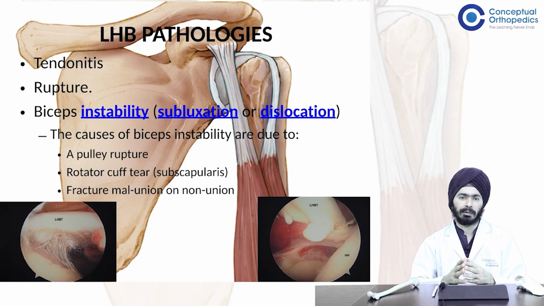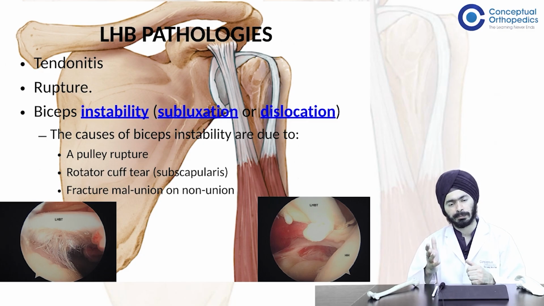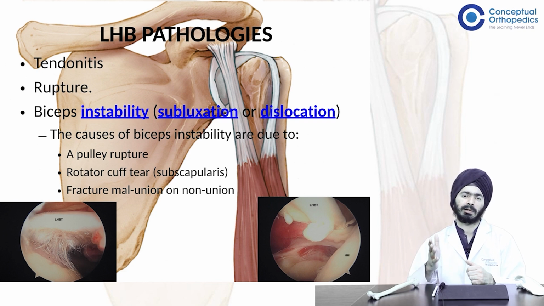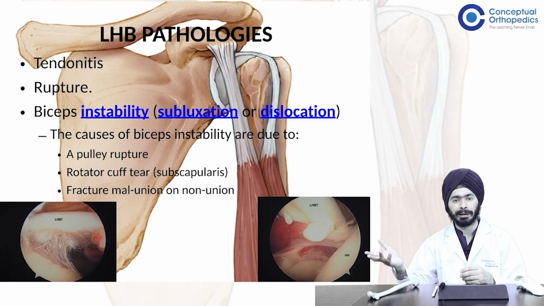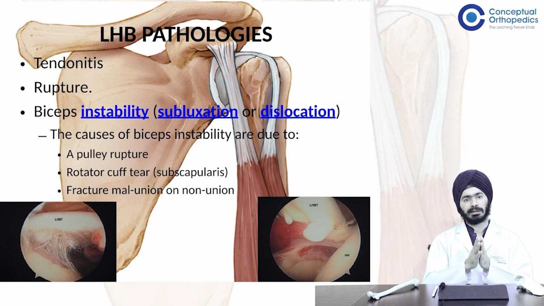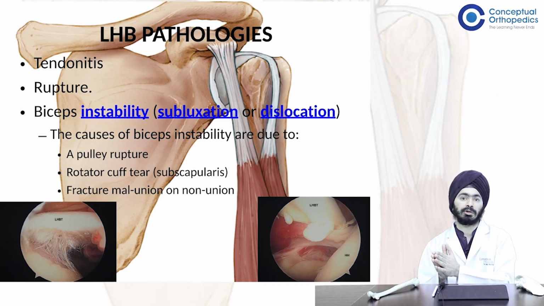So you have to remember that most of the pathologies of the biceps tendon are usually secondary pathologies. There is very rarely a primary pathology of the biceps tendon. What I mean by secondary pathology is that these pathologies are secondary to any other disease of the shoulder. So the biceps may become involved as a part of impingement syndrome, or as a part of adhesive capsulitis, or as a part of a fracture of the shoulder, or some other disease process. So usually biceps pathologies are secondary to other shoulder pathologies.